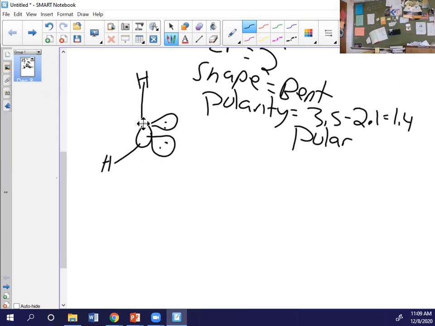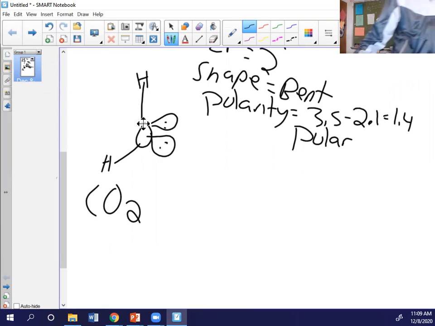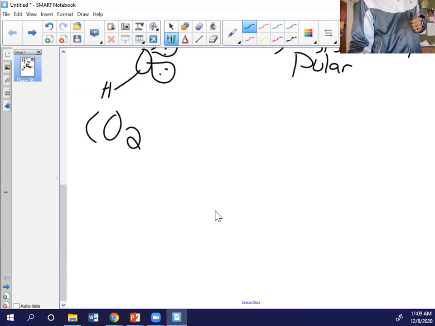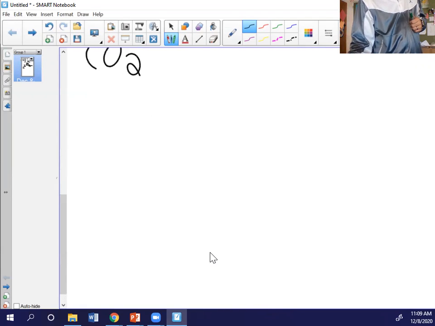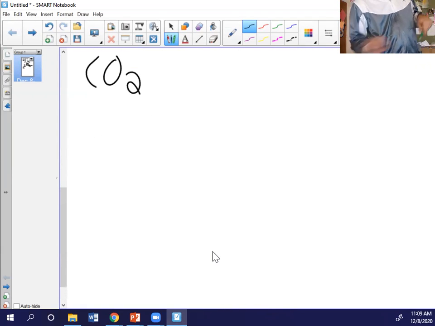All right, let's go with CO2 now. We'll do all the same stuff for carbon dioxide. We'll draw the Lewis structure first. I know that carbon dioxide has what, 16 valence electrons?